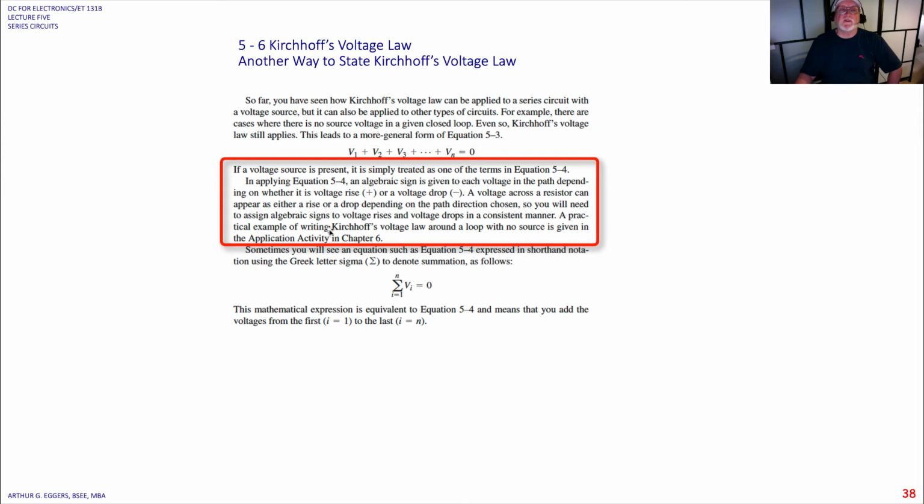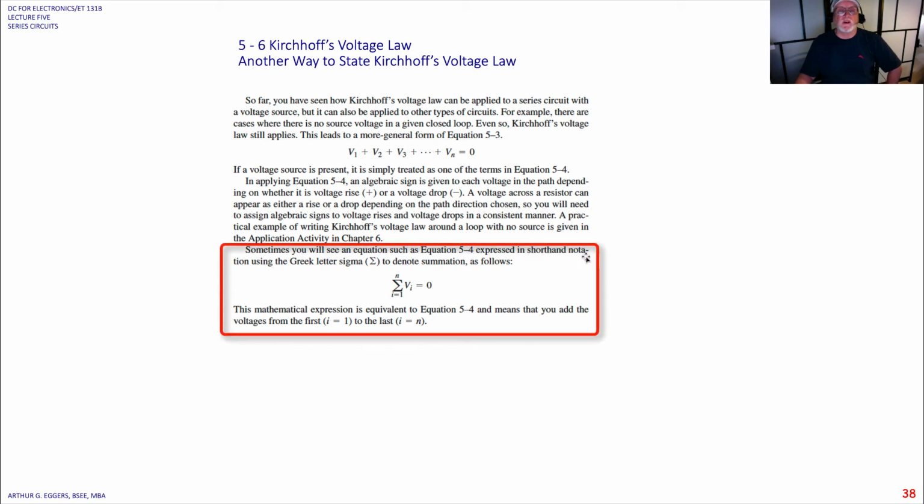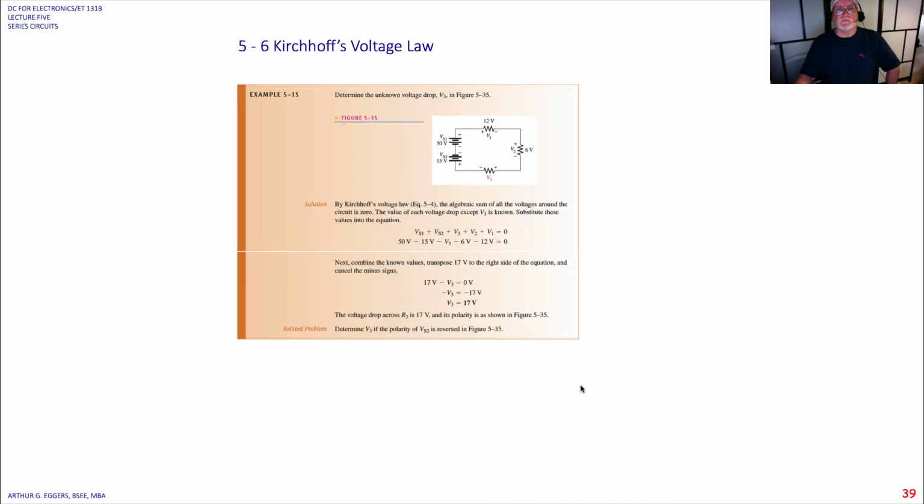A practical example of using Kirchhoff's voltage law around a loop with no source is given in the application activity in Chapter 6, so we're looking ahead there. Sometimes you will see an equation such as 5.4 expressed in shorthand notation using the Greek letter sigma to denote the summation. The sigma says we're going to sum all of the values starting at i equal 1 to the nth value for V sub i. So we would start with i equal to 1 and go to the nth value. If it was 5, that n would be replaced with a 5.